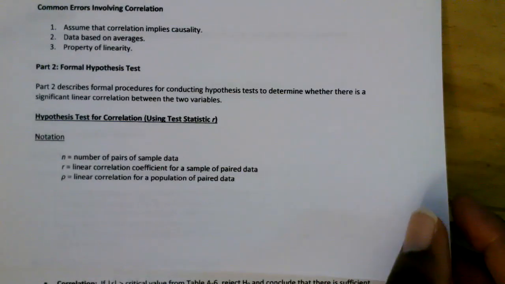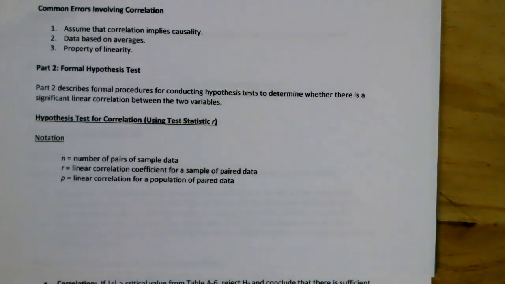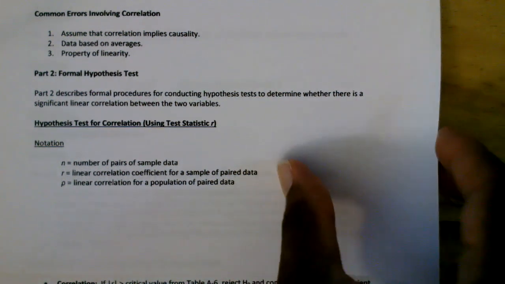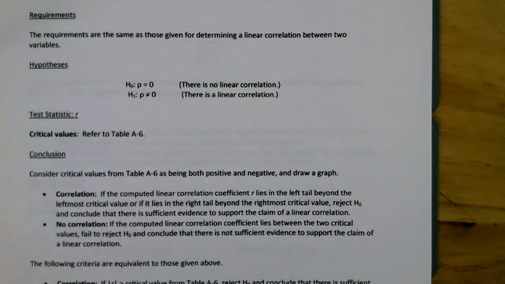All right, the second part is the formal hypothesis test. In this case, N is the number of paired data, R is the linear correlation coefficient for the sample paired data, and rho is the linear correlation for the population of paired data. In the hypothesis test for linear correlation, the requirements are the same as those given for determining a linear correlation between the two variables.